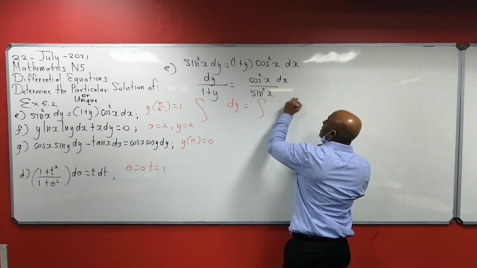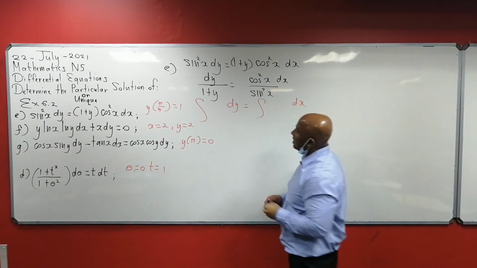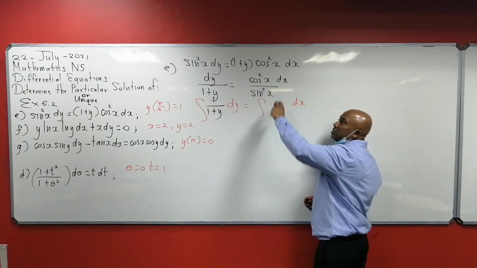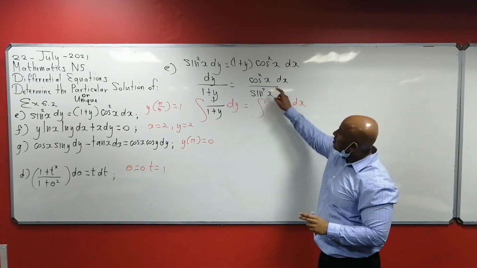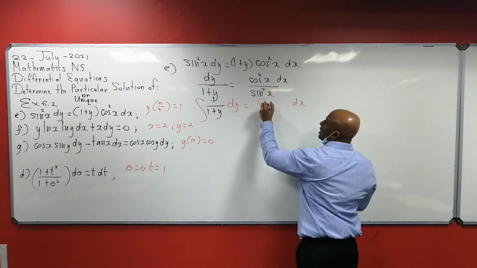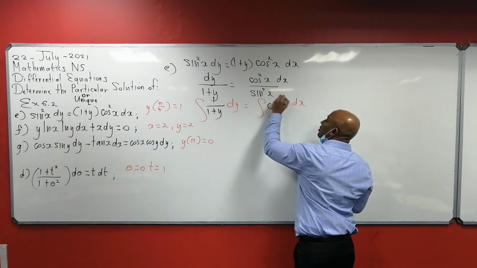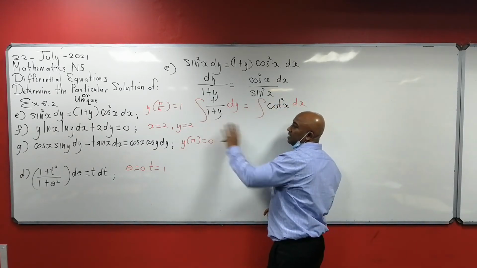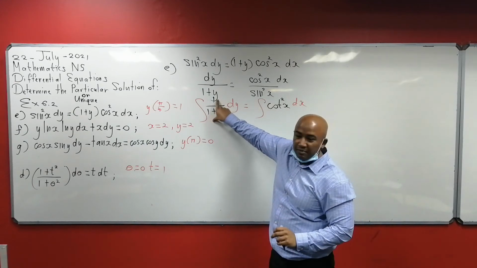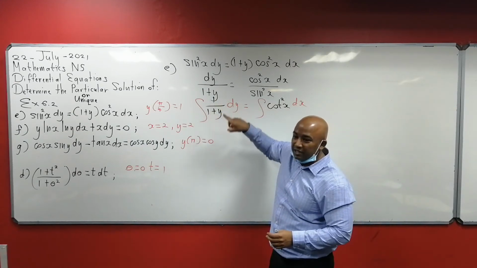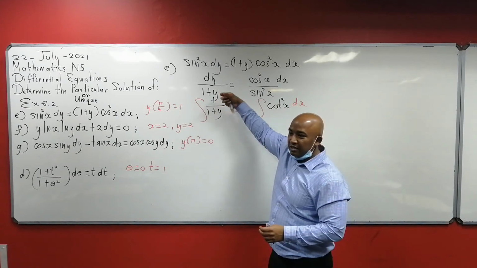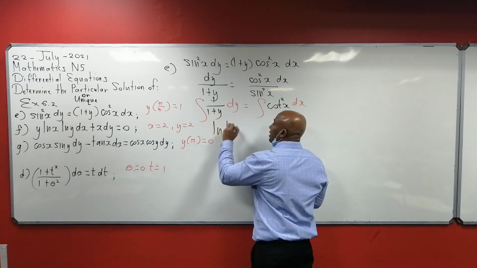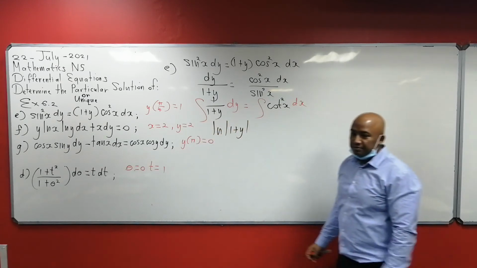There's dy, that's dx. My left hand side is 1 over 1 plus y. Right hand side needs to be simplified further. So cos squared divided by sine squared is cot squared x. Now let's go back to the left hand side. We've been doing this so many times now. You should know that the numerator is the derivative of the denominator. It's a fraction, f prime on the top, f in the bottom. So this is going to be ln absolute value of 1 plus y.